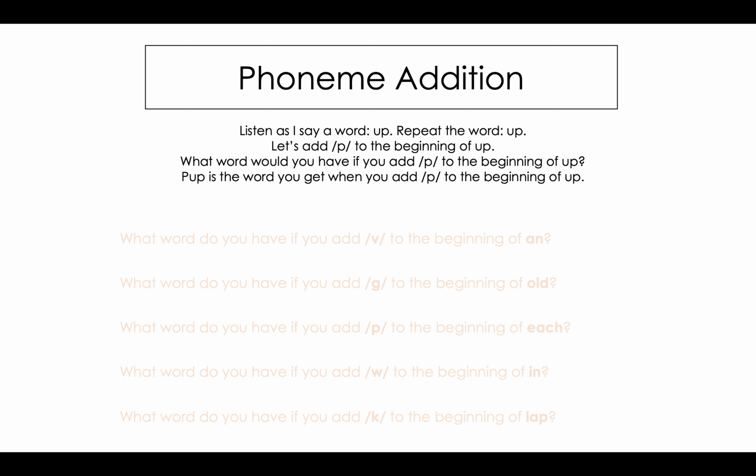The next word is in. Say it with me. In. If we add w to the beginning of in, what word do we have now? We have the word win. Great job. The last word is lap. Say it with me. Lap. If we add k to the beginning of lap, what word do we have now? You're right. We have the word clap. Great work. Let's clap and give ourselves a round of applause.